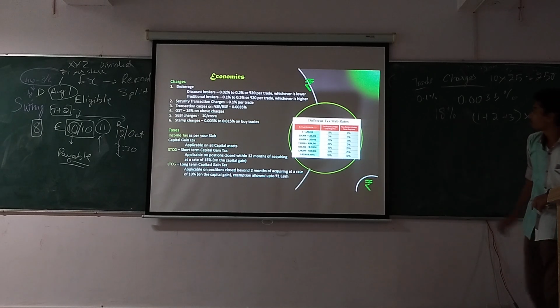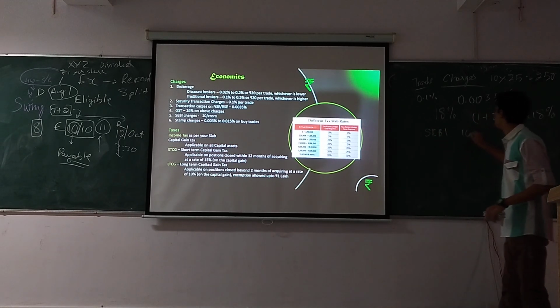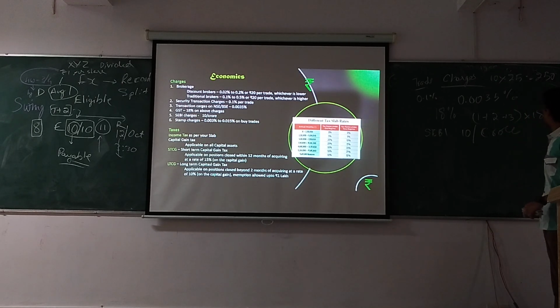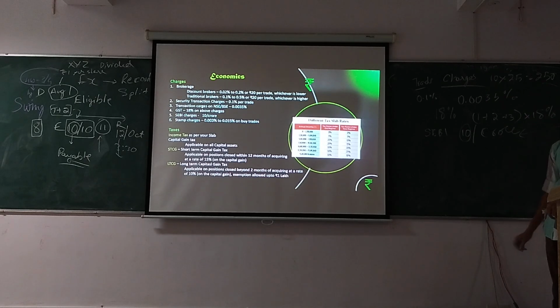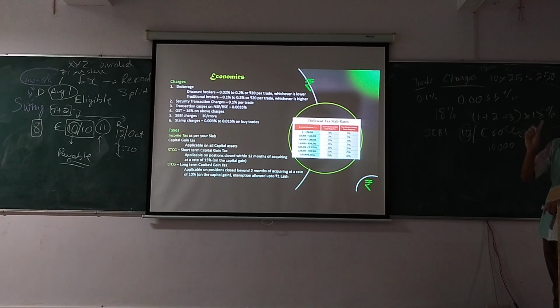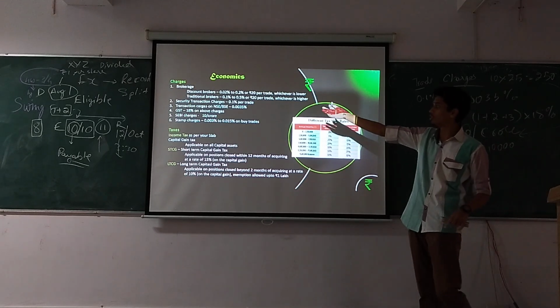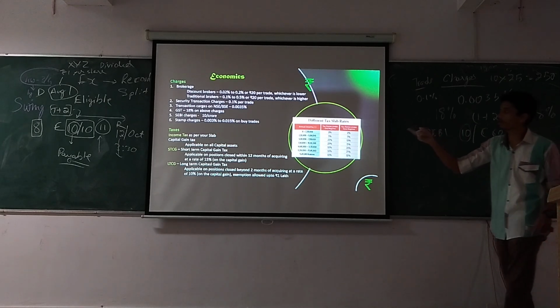That will be GST. Now SEBI charges is rupees 10 per crore transaction. If your total capital is 1 crore, they will take 10 rupees as charges. So if your total capital is 10,000, you will pay only one paisa. That is negligible amount. Stamp charges, again 0.003% is negligible. That is only applicable on buy trades.